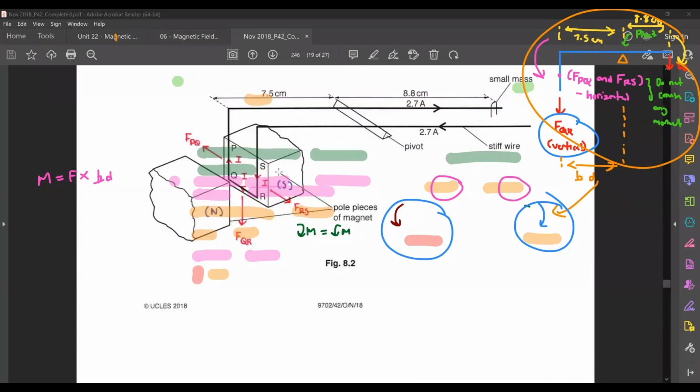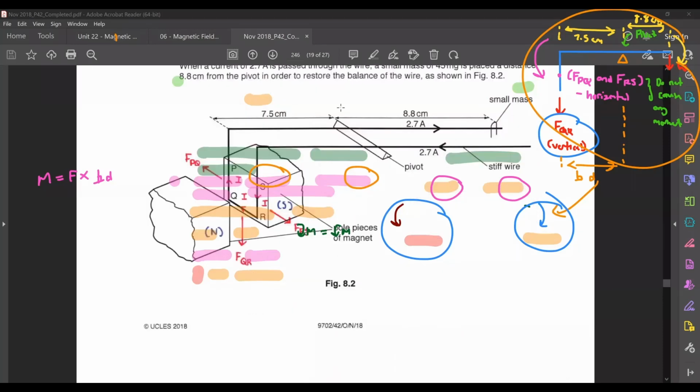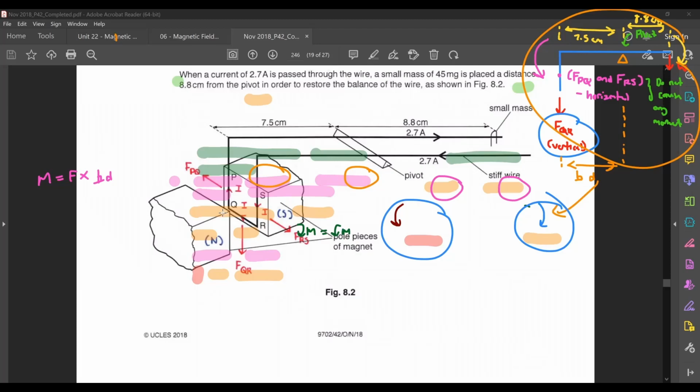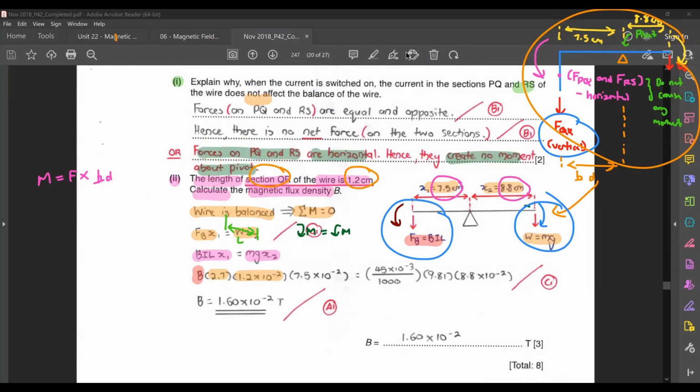Okay. And then after that, when you're talking about the length of your wire that is inside the field, it should be 1.2 times 10 power minus 2 meter. That is actually this length here. They told you the length of section QR of the wire is 1.2 centimeter. If you look at the diagram from before, this length QR here is actually the length of wire inside the magnetic field. So you use that value that has been given here, okay? And don't forget to change it from centimeter. And your x1 here would be 7.5 centimeter. Again, change it from centimeter.